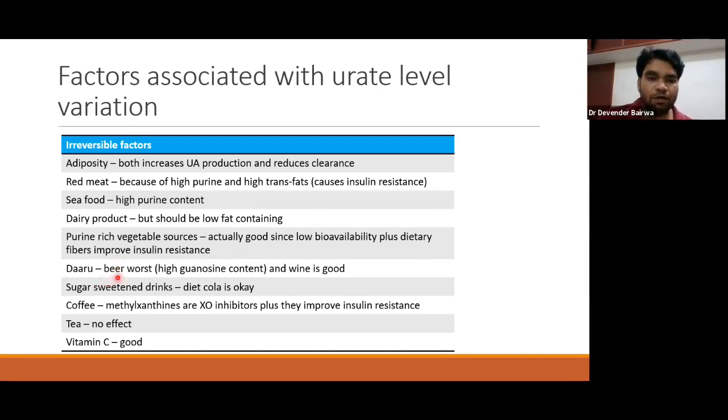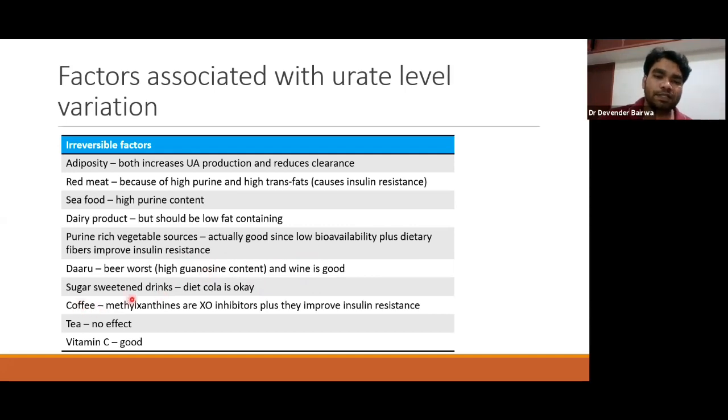As far as liquor is concerned, beer is the worst because beer contains high guanine content, whiskey is moderate, and a little amount of wine is good, like up to 2 drinks. Otherwise, beer and whiskey are worse, and beer is the worst because some beer contains high guanine content. So ultimately, it will lead to high purines.